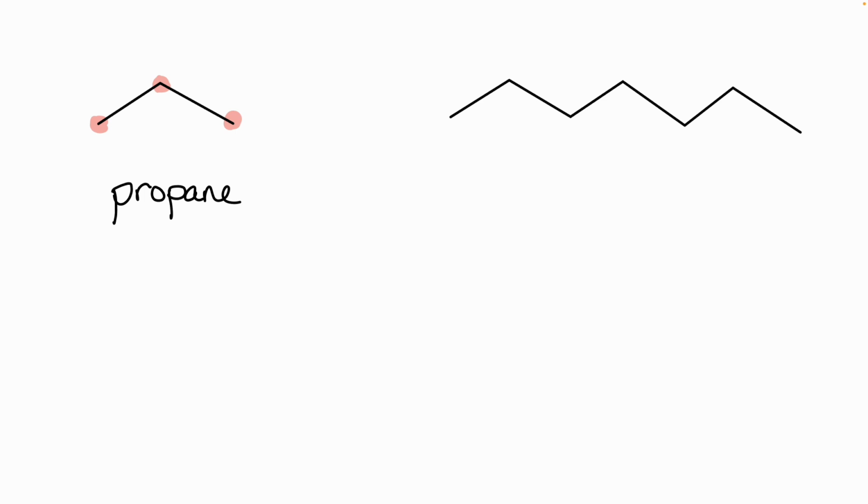All right, this one here, how many carbons do we see? 7. 1, 2, 3, 4, 5, 6, 7. So we're going to use that prefix hept. So this is heptane. Cool? All right, so now we're going to make things a little bit more complicated.